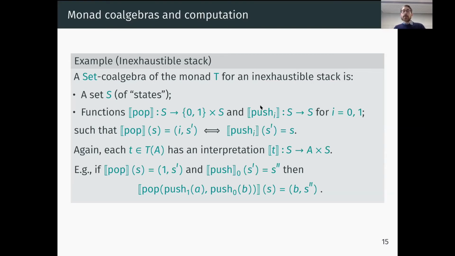On the other hand, I've got functions push_i from S to S, and what that does is, in a given state S, it returns a new state S prime, such that if S encodes a particular version of the stack, then S prime encodes the version of the stack that's had a 0 or a 1 added on the top. Okay? And this condition here is just what the equations for the theory of an inexhaustible stack impose.